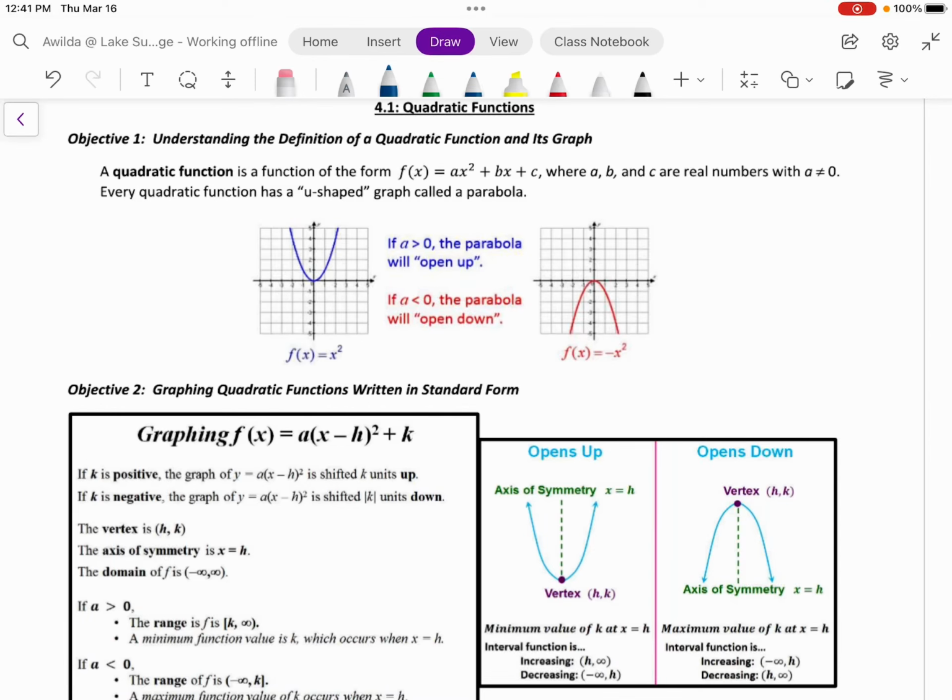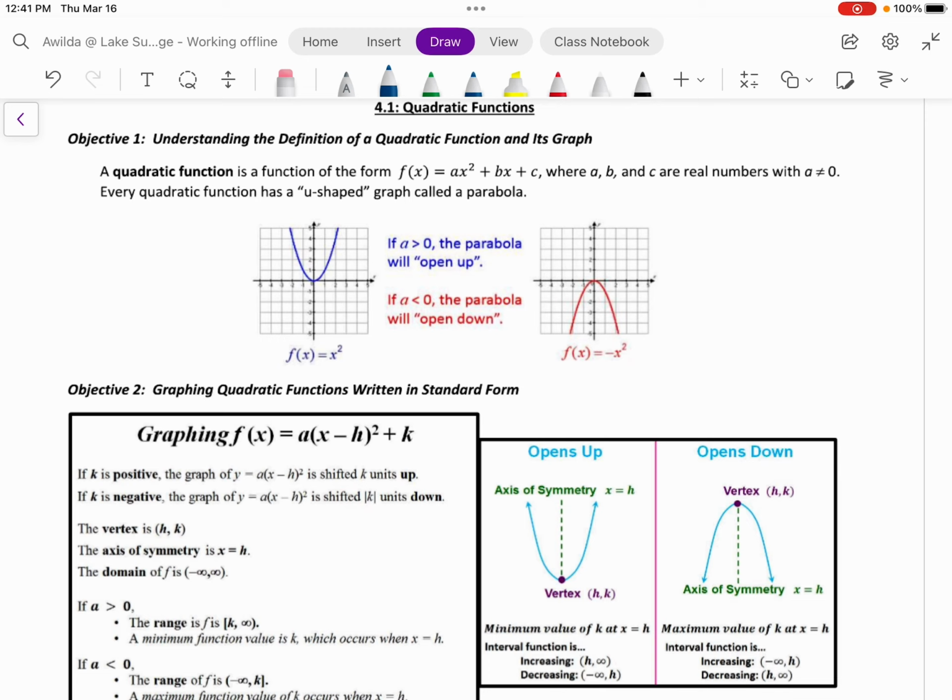In section 4.1, we will explore quadratic functions in more detail. Recall that a quadratic function is a function that can be written in the form f of x or y is equal to a times x squared plus b times x plus c, where a, b, and c are all real numbers and a is not zero.